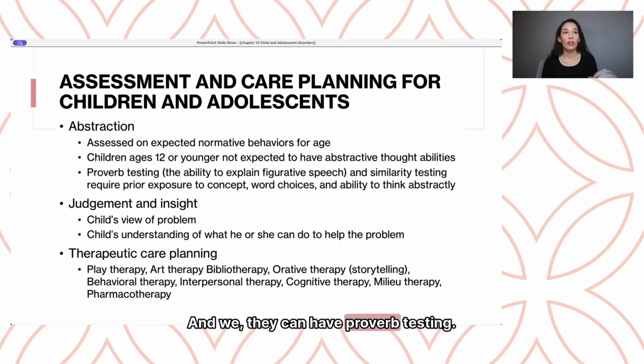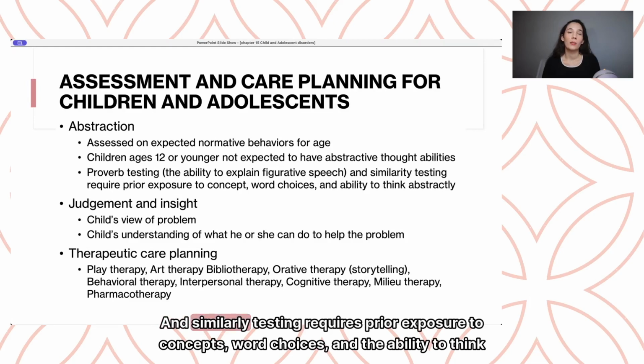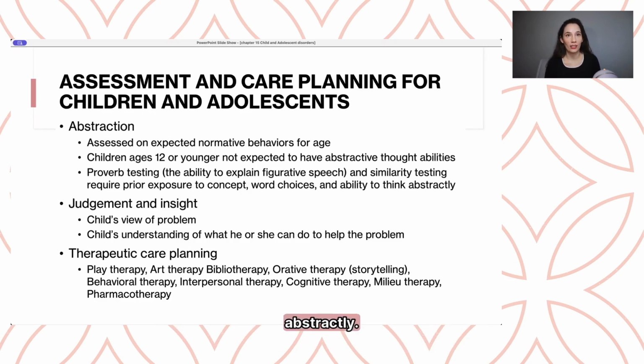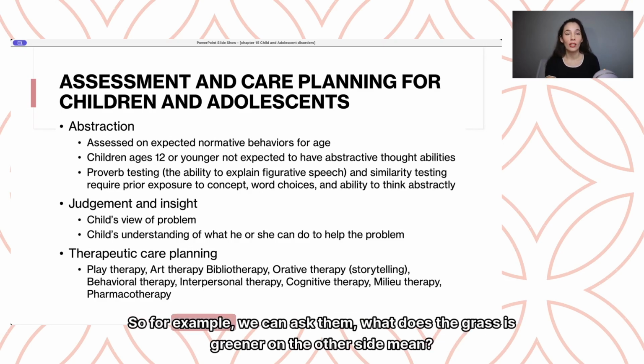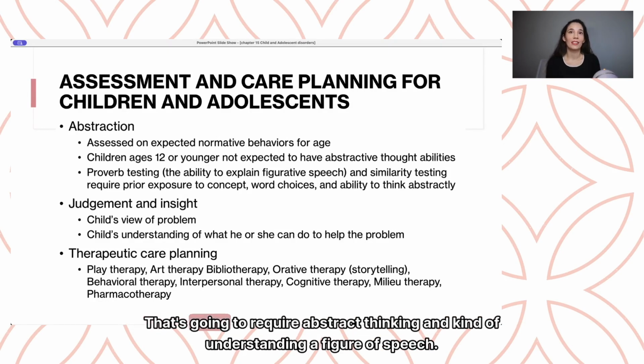They can have proverb testing, so the ability to explain figurative speech. This is how we look at abstract thinking. And similarly, testing requires prior exposure to concepts, word choices, and the ability to think abstractly. So for example, we can ask them, what does "the grass is greener on the other side" mean, right? That's going to require abstract thinking and understanding a figure of speech.